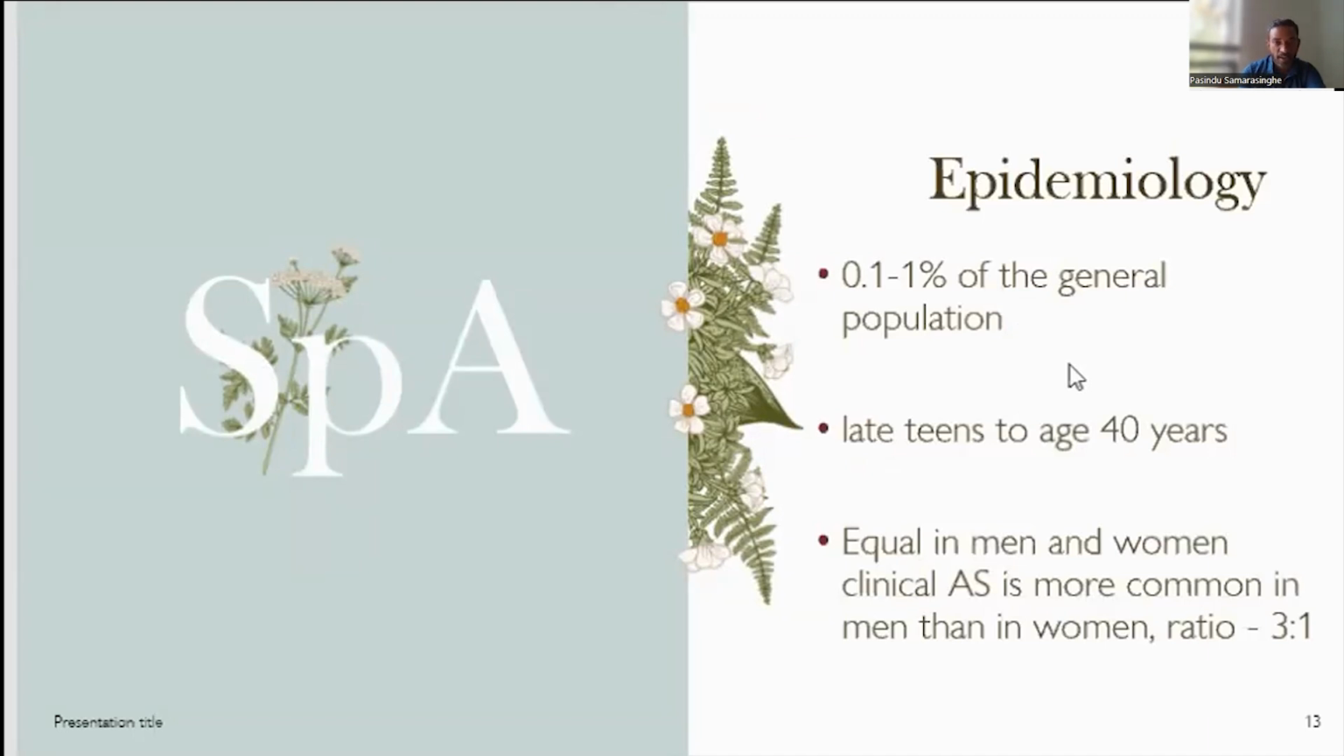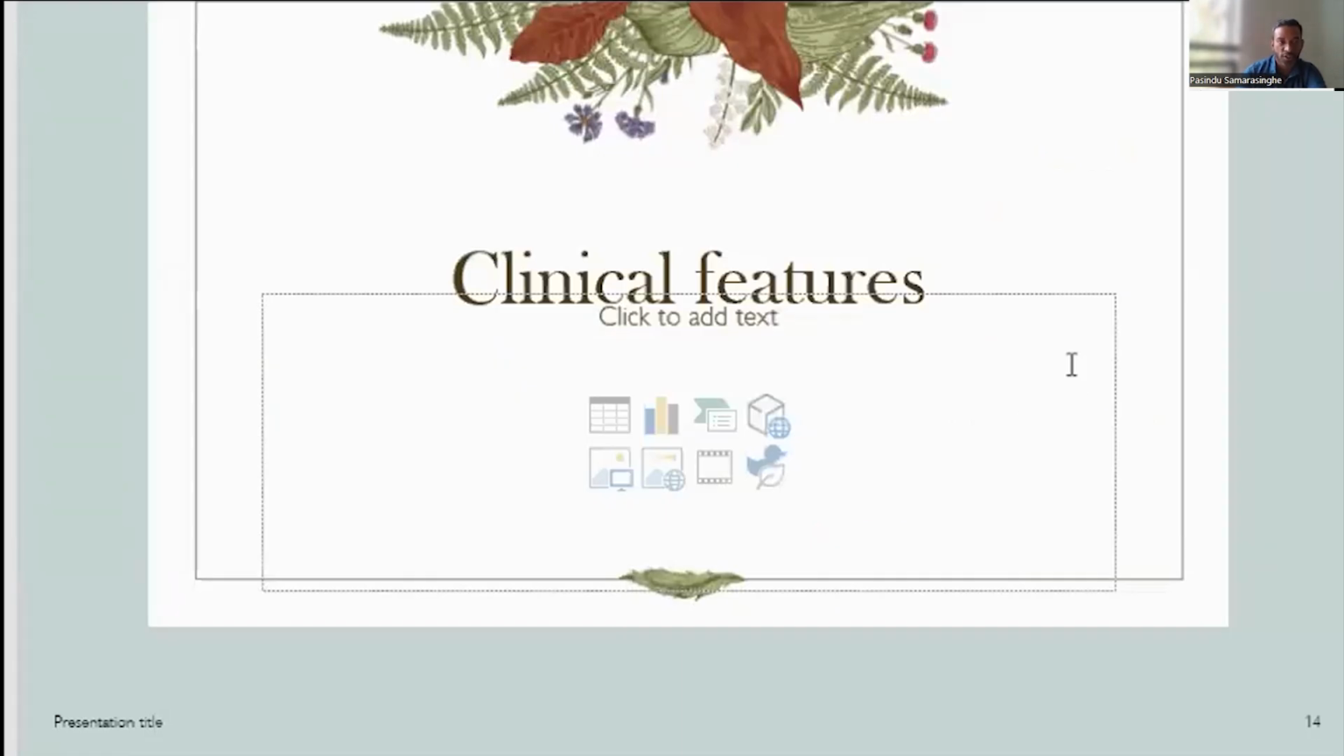It is equal in men and women, but I think we have all learned that it's more in men. The reason is that clinical ankylosing spondylitis is more common in men than women, with a ratio of 3 to 1. So that's why we see more men than women, and it's felt that spondyloarthritis is more common in men. However, it's equal in men and women, but clinical ankylosing spondylitis is more in men, at a ratio of 3 to 1. Right, so we'll come to the clinical features.